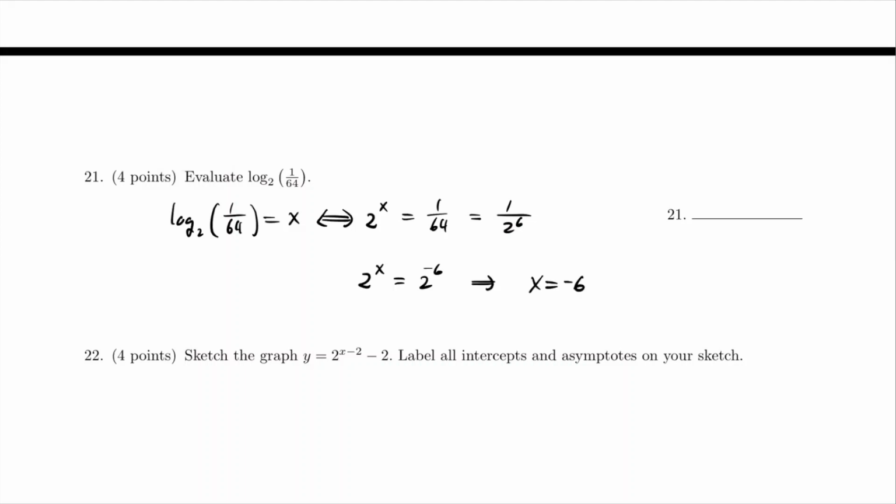So x has to be negative 6. So log base 2 of 1 over 64 is negative 6.